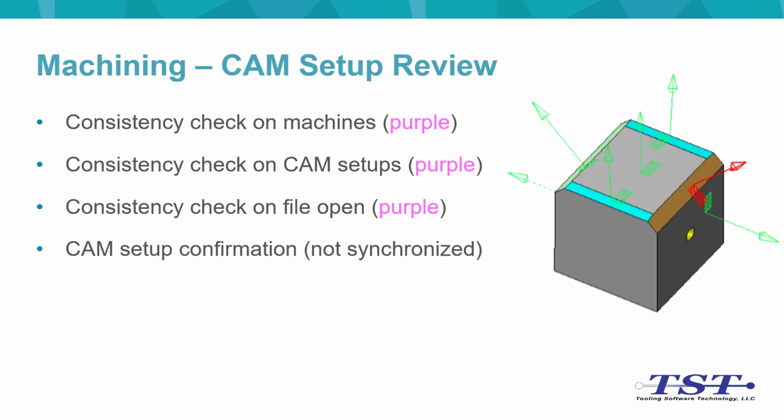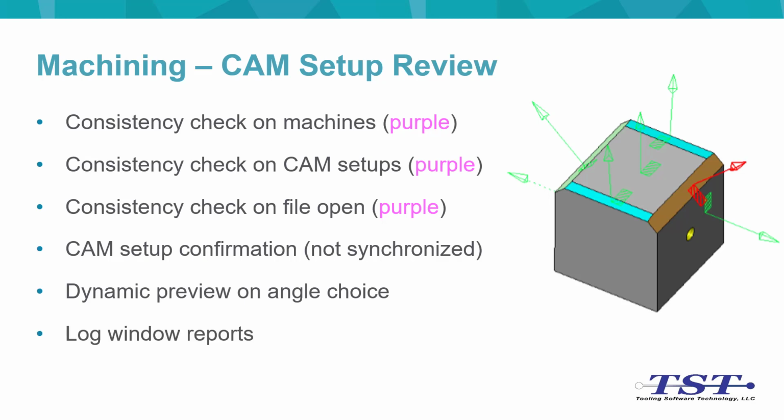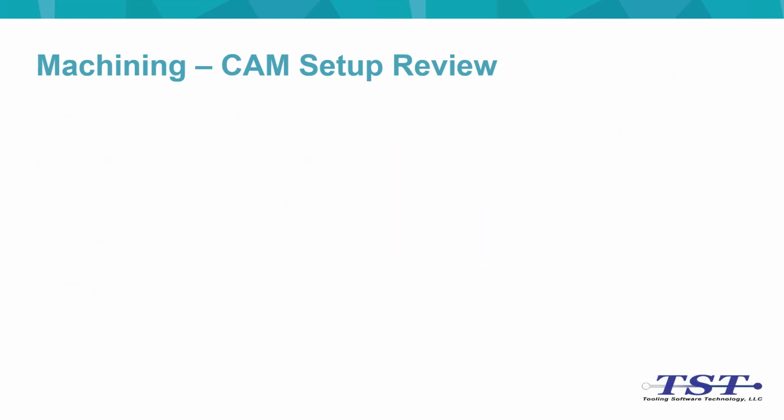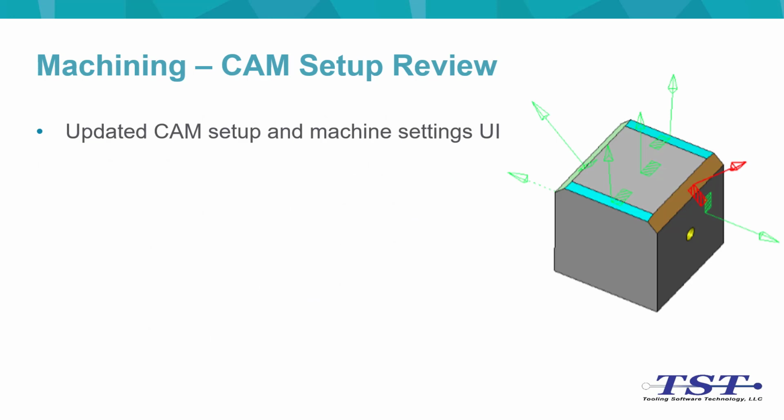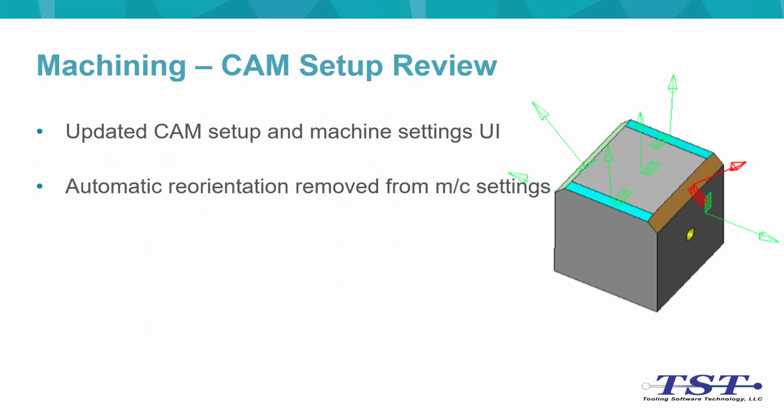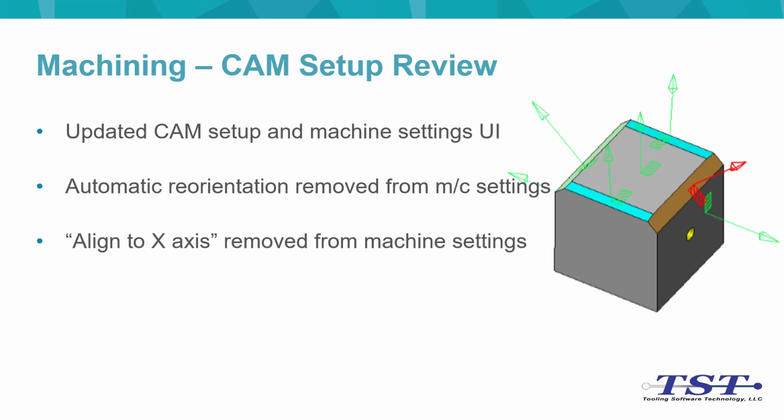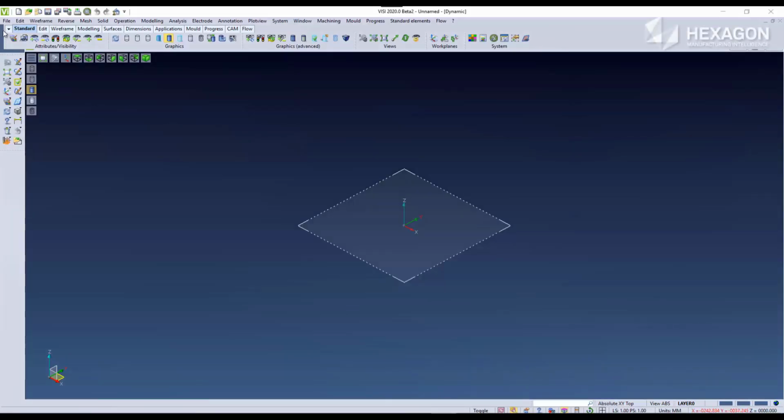When the CAM setup confirmation is not synchronized, it will also show as not synchronized. The purple will indicate we need to update this. Dynamic preview on angle choice and log window reports. An updated CAM setup and machine settings interface. Automatic recognition has been removed from the settings. Aligned to X-axis has been removed from the machine settings. And angle pair info. Let's take a look at that. What it's going to look like.